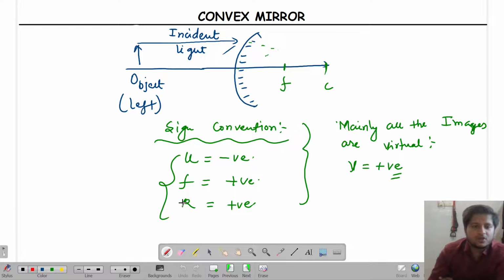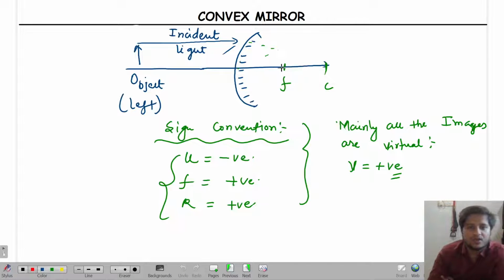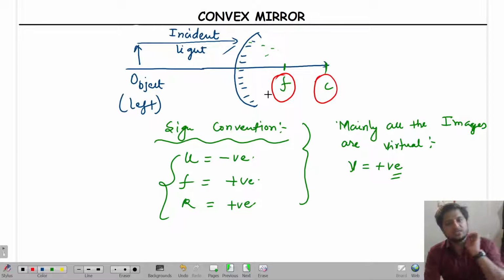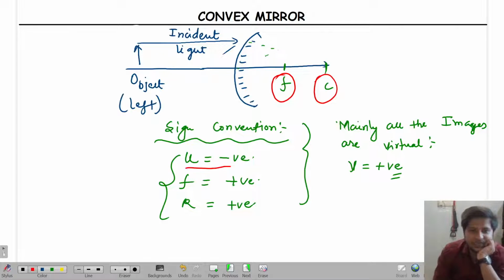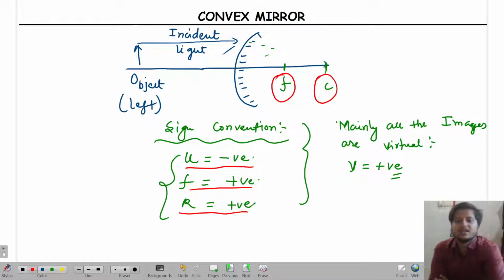So till now we have talked about the convex mirror. We told yesterday that in a convex mirror, the center of curvature and focus remain on the right side of the mirror, meaning inside the polished surface. The object distance is still negative, but the focus and radius of curvature remain positive. But this convex mirror also has some properties. One normal property is there.